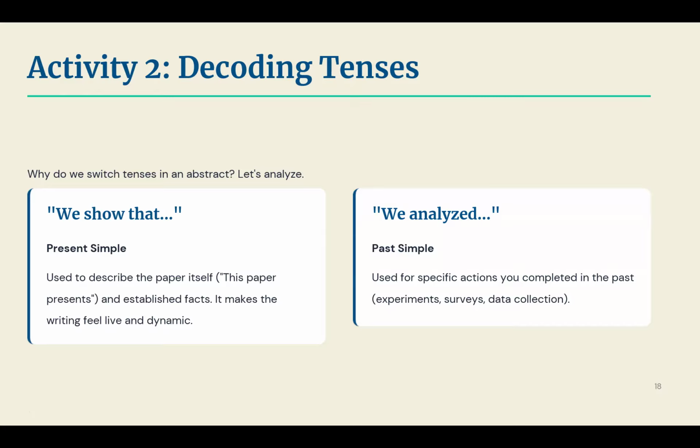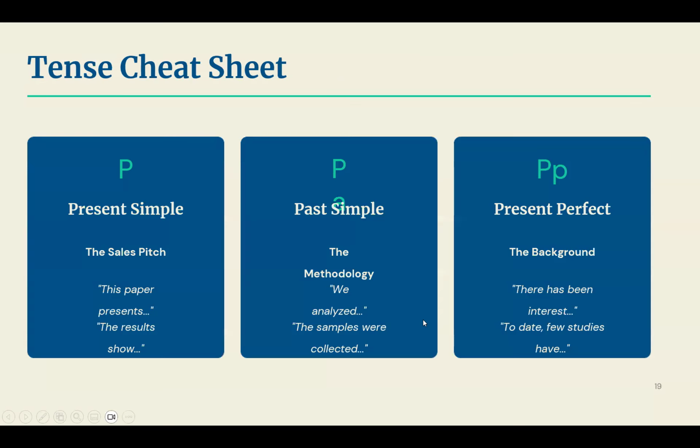So the effect that your tense creates on your abstract is that, based on the tense that you are using in the abstract, it tells a bigger story. Most of the facts that you use in your article abstract should come in present simple form, whereas the specific actions that you are referring to should come in past simple. Well, now we are going to look at a tense cheat sheet.